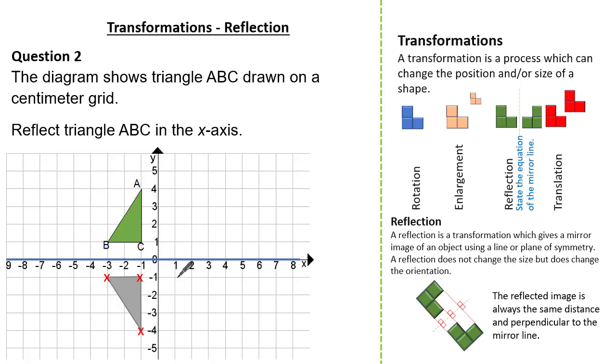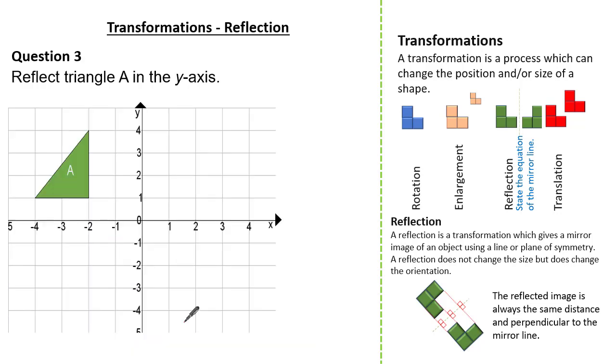If you're given a diagram with labelled vertices, it's good practice to show the transformed vertices as A', C', and B'. It's not required, but it's good practice. Moving on to another question, it asks us to reflect triangle A in the y-axis. See if you can give it a go and press pause if you need.